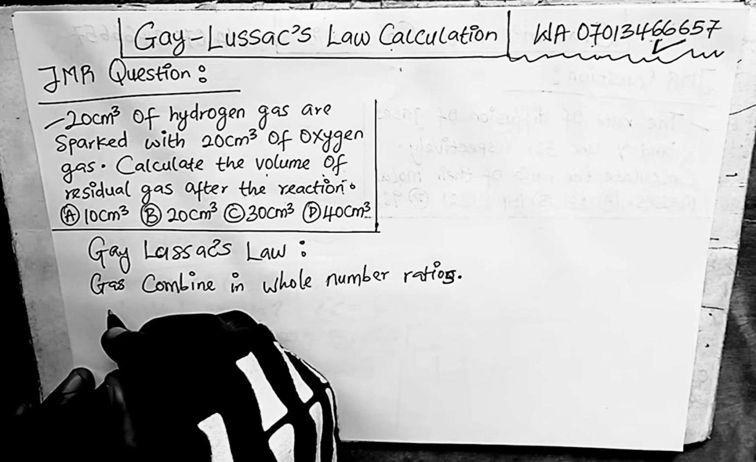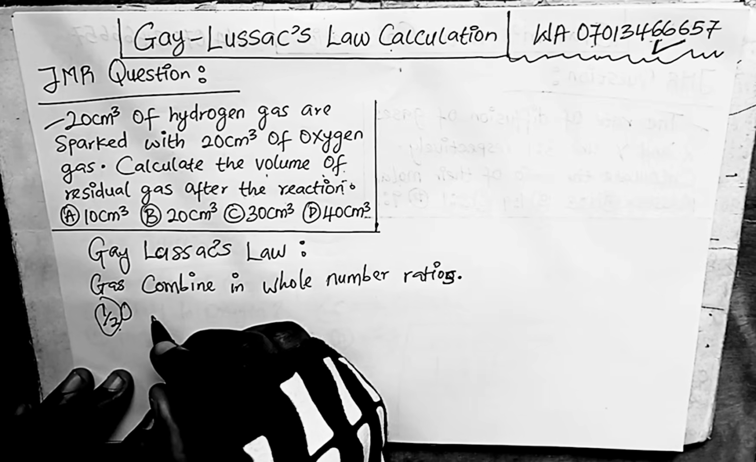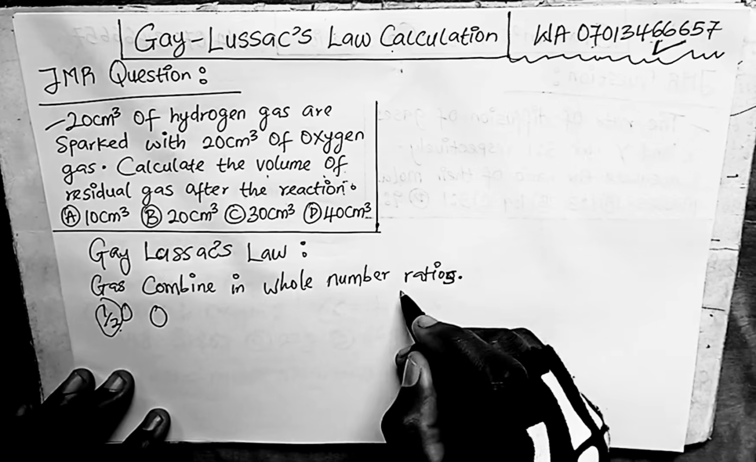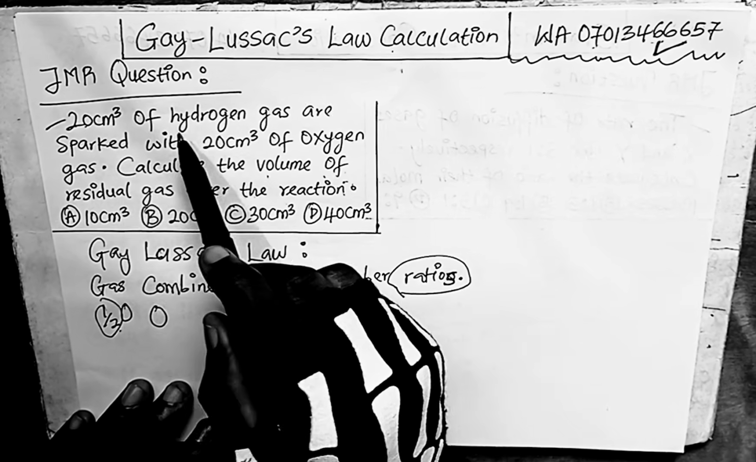So you don't have half an oxygen molecule; you must round it up to a whole number. So the first thing to do in such a question is to balance the equation, because you are going to need the ratio.